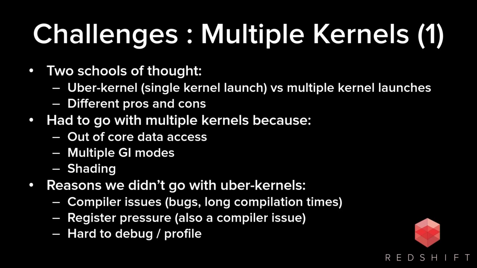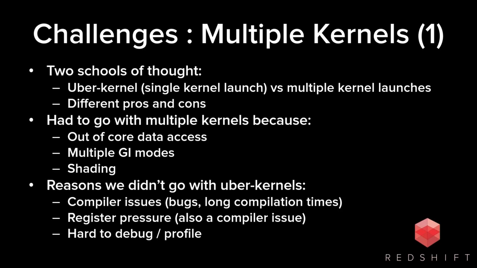As you all know, you can basically write a renderer in two ways. You can put all your code in an Uber kernel, or you can launch multiple kernels. With us, we actually had to do multiple kernels because our out-of-core data access meant that the rendering process has to be interrupted so that the CPU can do loading or can upload data to the GPU. We also support multiple GI modes, and those kernels require certain techniques that work best when they happen more homogeneously, like point searching. And our shading system is complex enough that it required a separate kernel.